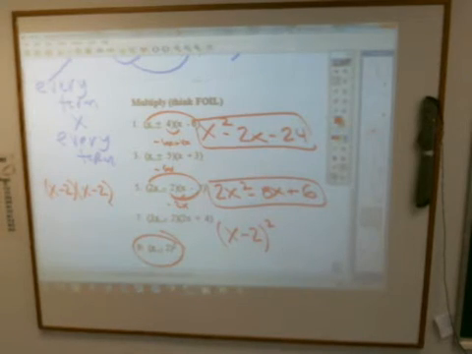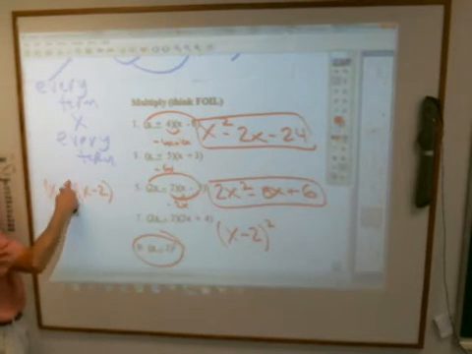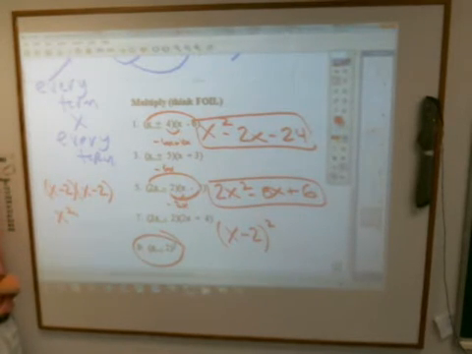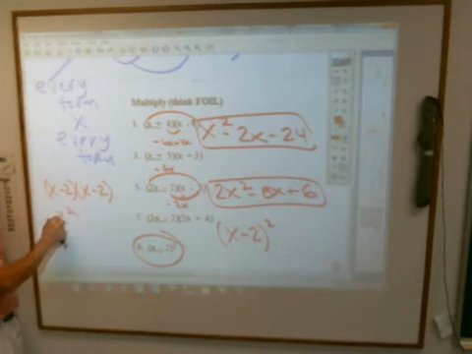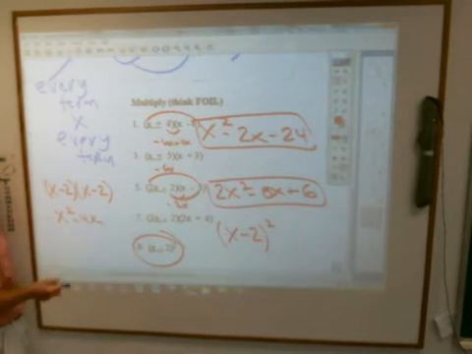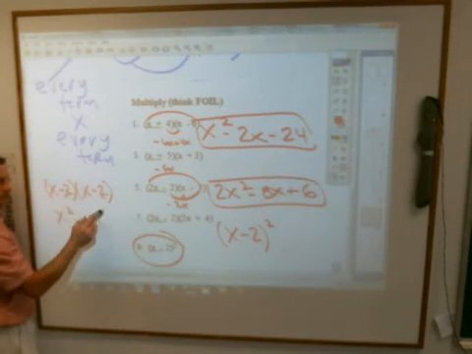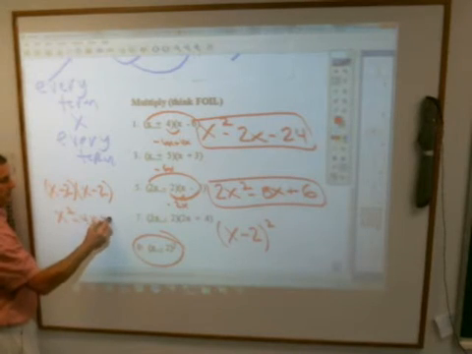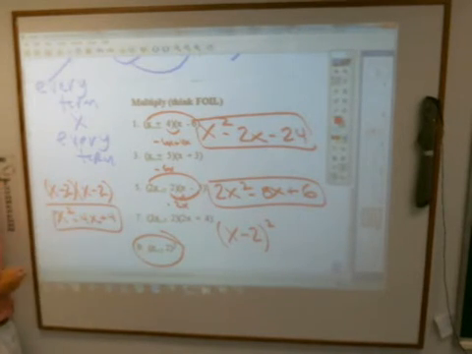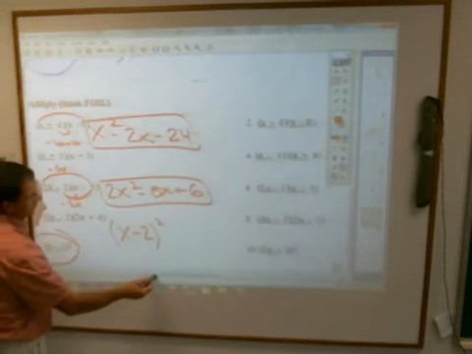What am I going to get for my first term? X squared. When I combine my outside and my inside terms together, what's that going to be, Cameron Atkins? Outside terms and inside terms put together are going to give me a -4x. And the two last terms multiplied together, Madison? -2 times -2 is +4, right. Are you with me on that? Are we cooking with peanut oil?